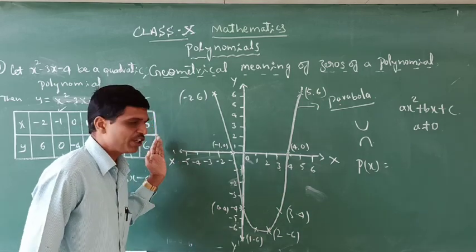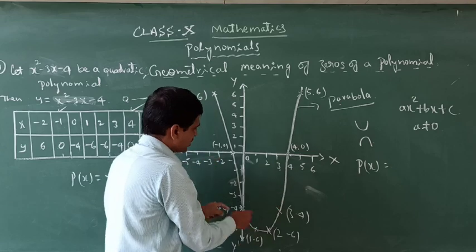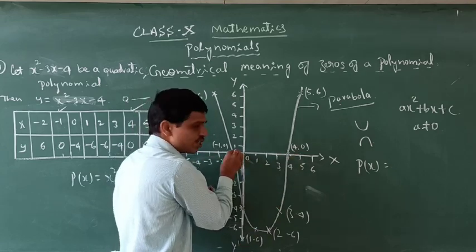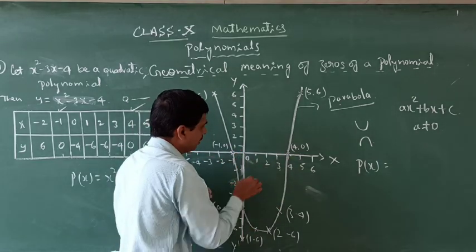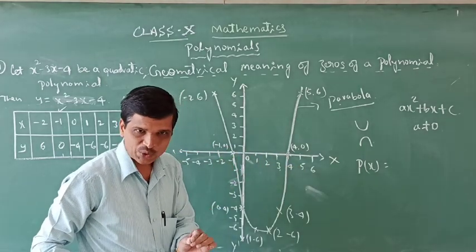Therefore, in the previous video there was only one point. Here there are 2 points. Look here: this parabola touches the x-axis at 2 distinct points. One is minus 1, another one is 4, at which the polynomial becomes 0.